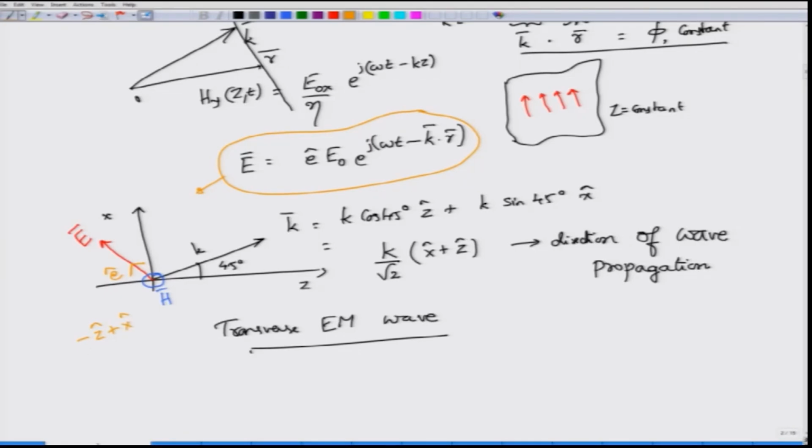In this case, it is 45 degrees, therefore, this would be 1 by root 2, but otherwise it will be a certain number. But the important point is the direction of the unit vector E is along x hat minus z hat, that is the essential point. The root 2 is because we are assuming 45 degrees. Okay. So, this is all about uniform plane waves and how they propagate.